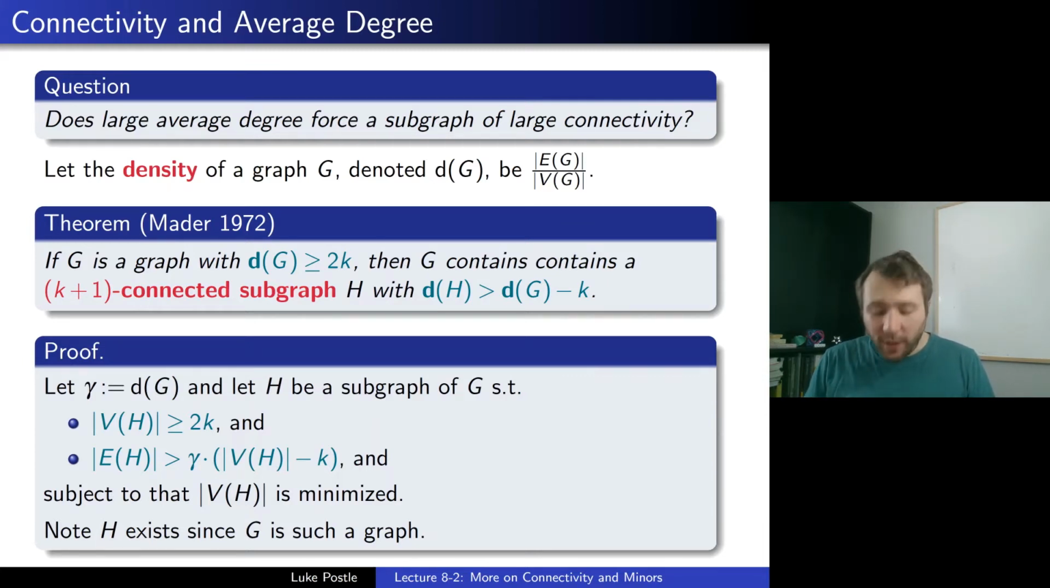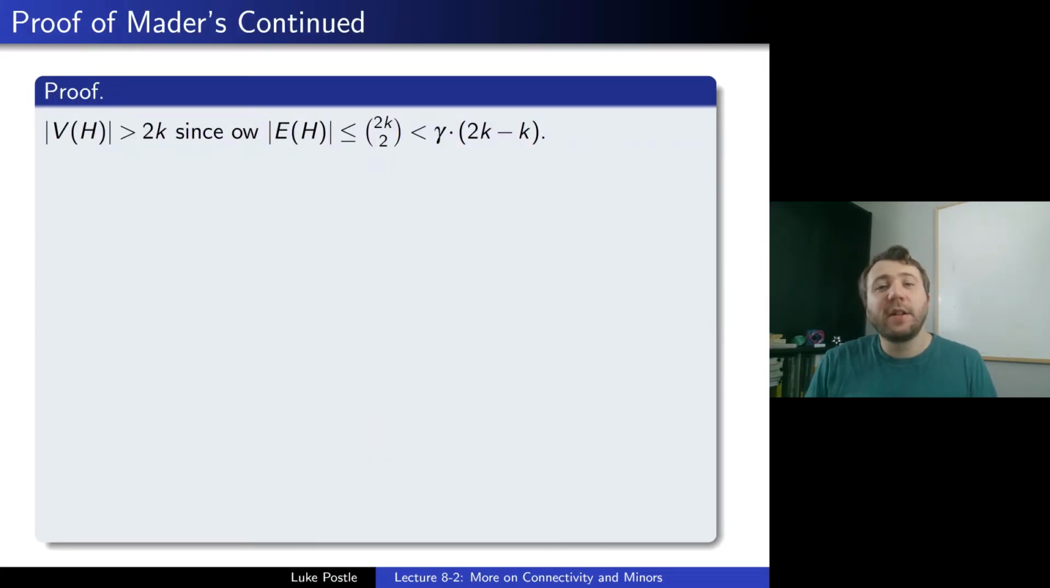Now we continue on. So now what? We have this subgraph H and it's minimized. So let's discuss its properties. V of H is greater than or equal to 2k by assumption, but it's actually strictly greater than 2k. Because otherwise, think about the number of edges in H. If it was 2k, it'd be at most 2k choose 2, i.e. the number you could get in the complete graph.